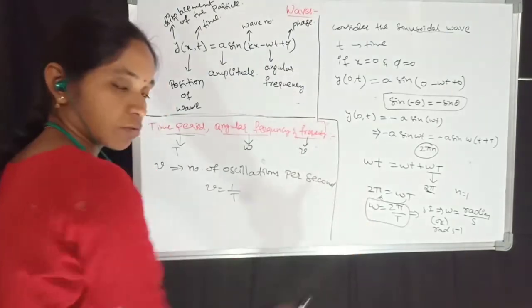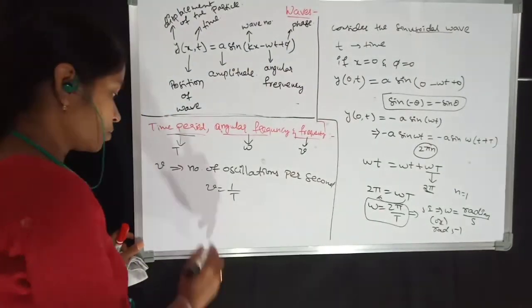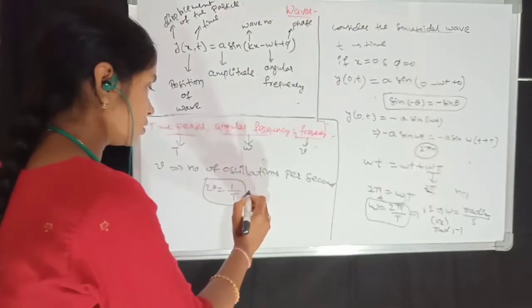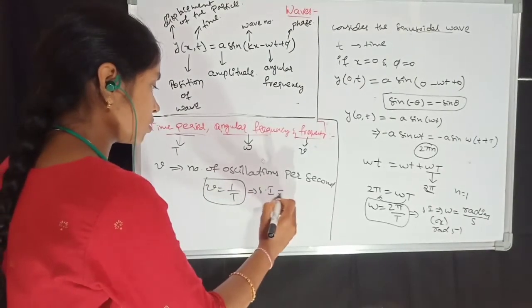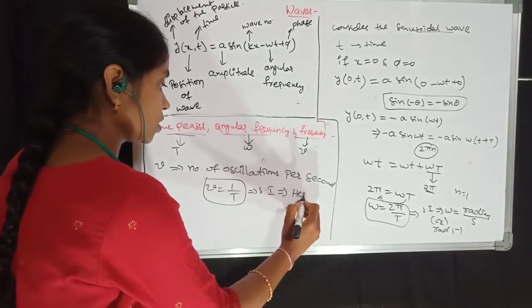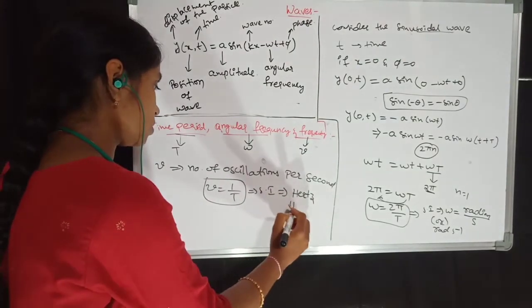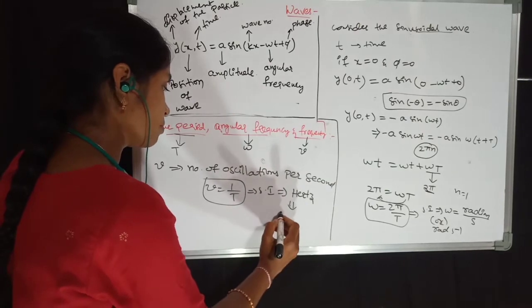This is angular frequency, okay? So here mu is equal to 1 by T and the SI unit is hertz. Hertz is nothing but per second.